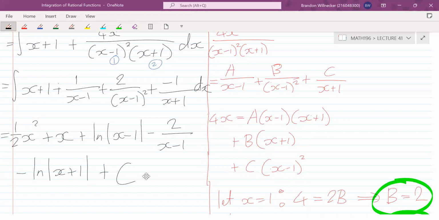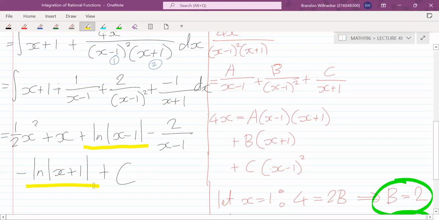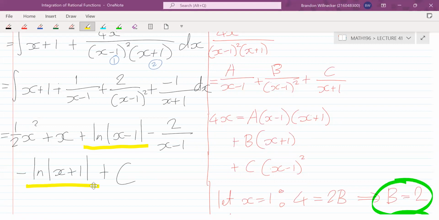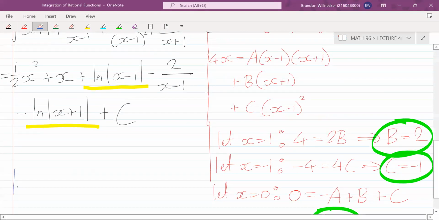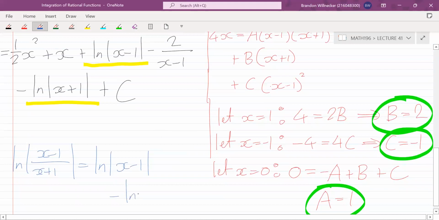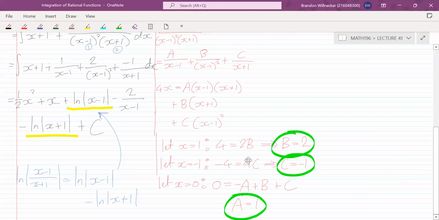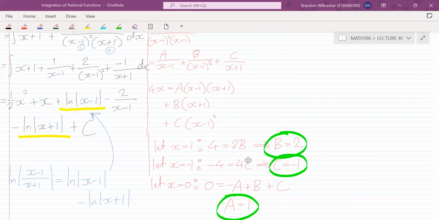Okay, now just one more thing. We've got this natural log and this natural log. If you wanted to, we could combine them into one natural log using our natural log properties. So just to show on the side here, the natural log of x minus 1 over x plus 1, we could have written, so if we expand this out, we get natural log of x minus 1 minus the natural log of x plus 1. Okay, so we could have combined them if we wanted to, or you can leave them separate. It doesn't matter, same answer.